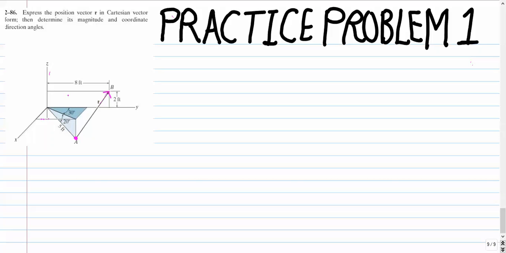First of all, we can easily notice that we have the length measurement provided to us for this vector along the y-axis, and that is going to be this length, which is 8 feet, minus this length, which is 5 feet. So this is going to give us 3 feet along the y-axis. So we can write that part of the Cartesian vector form down, right? So, or in other words, 3j. Okay, and it's in the positive y direction, so the sign is going to be positive.